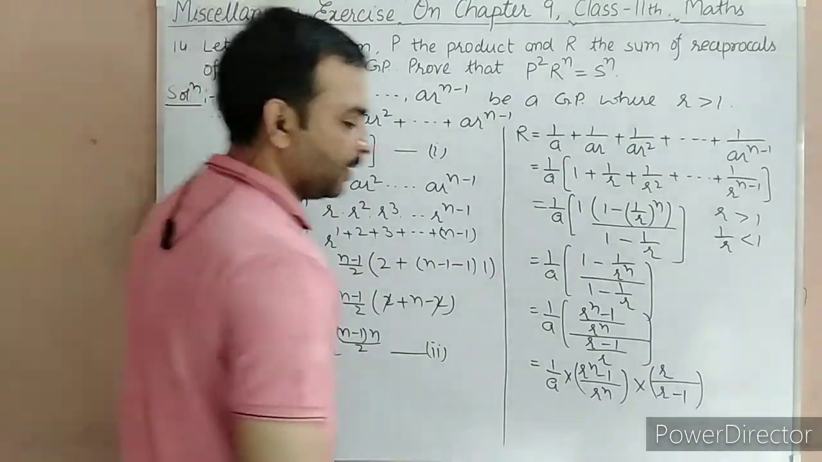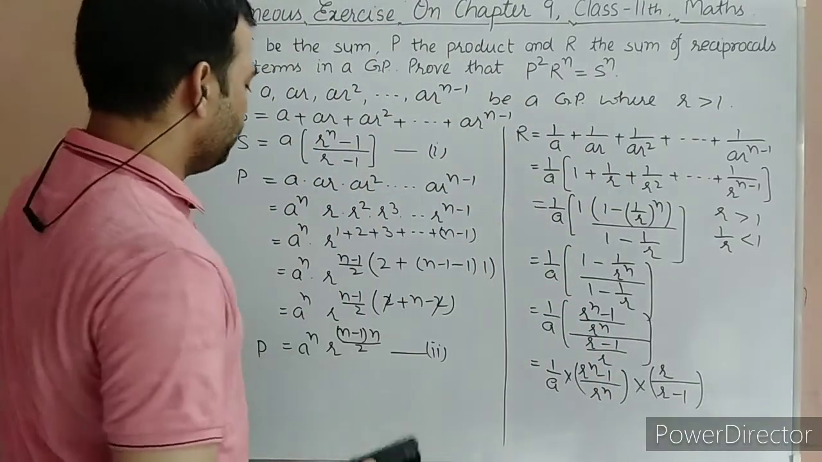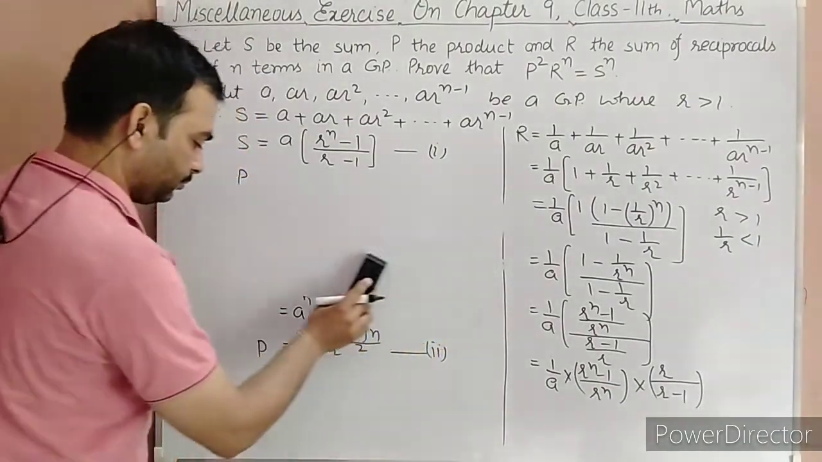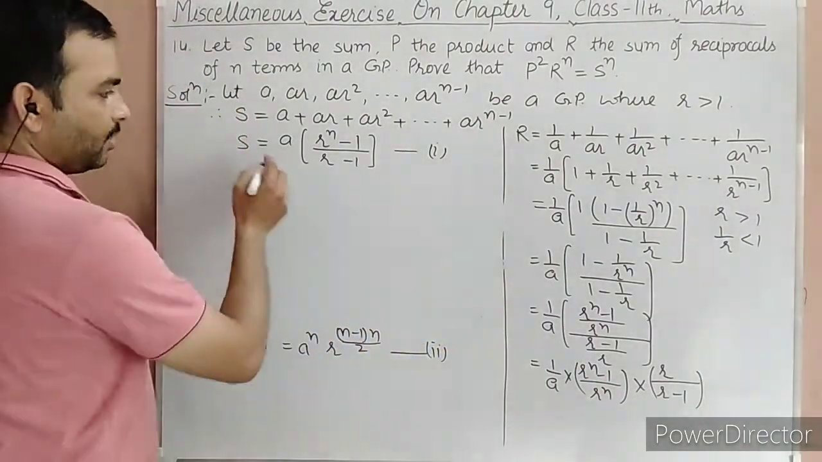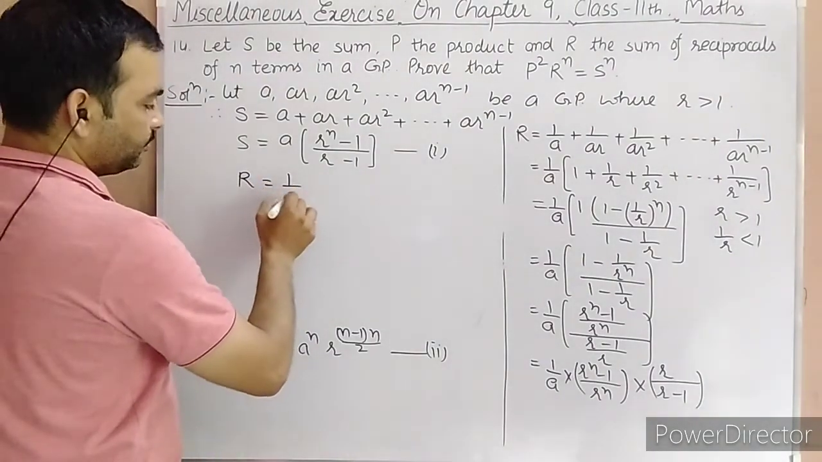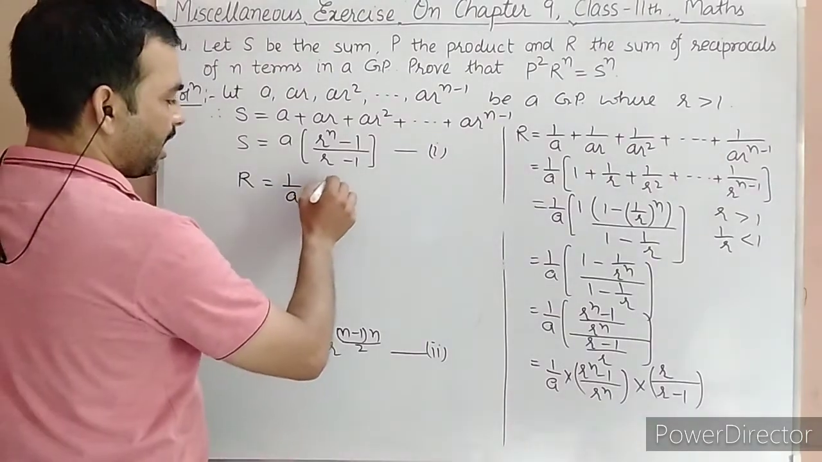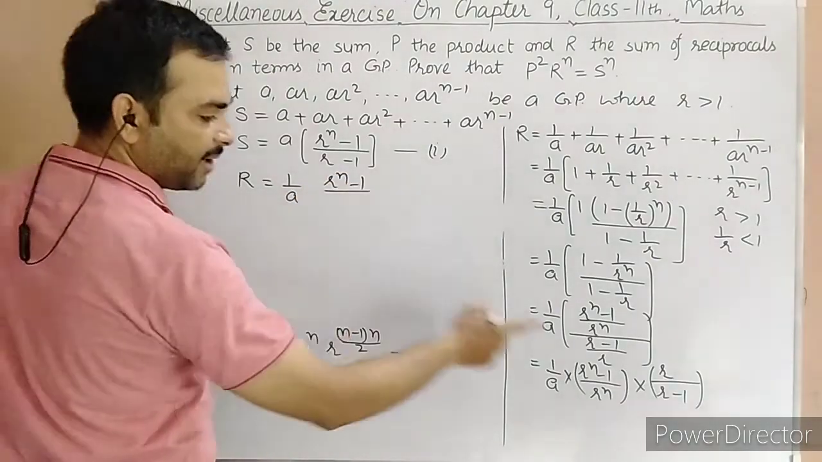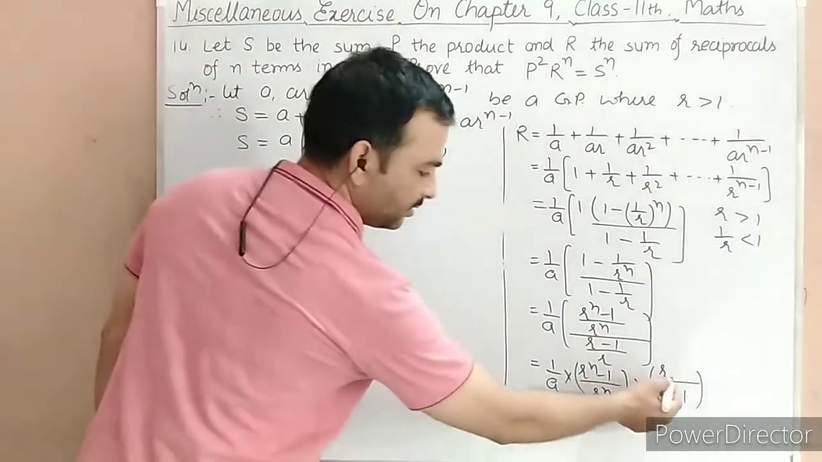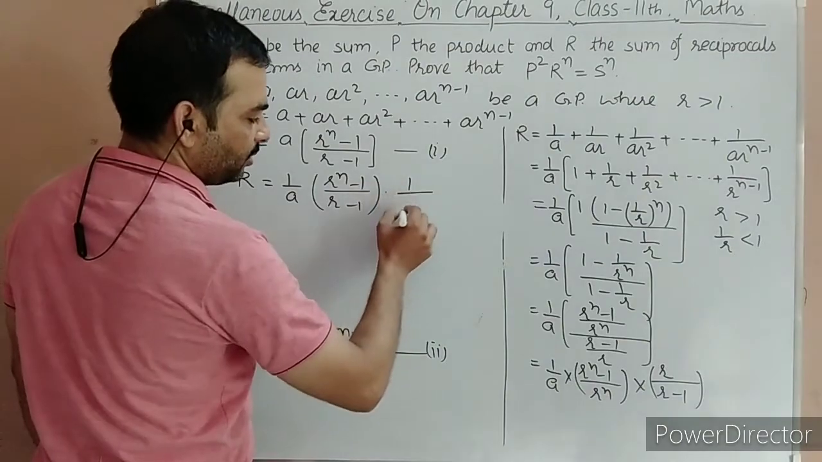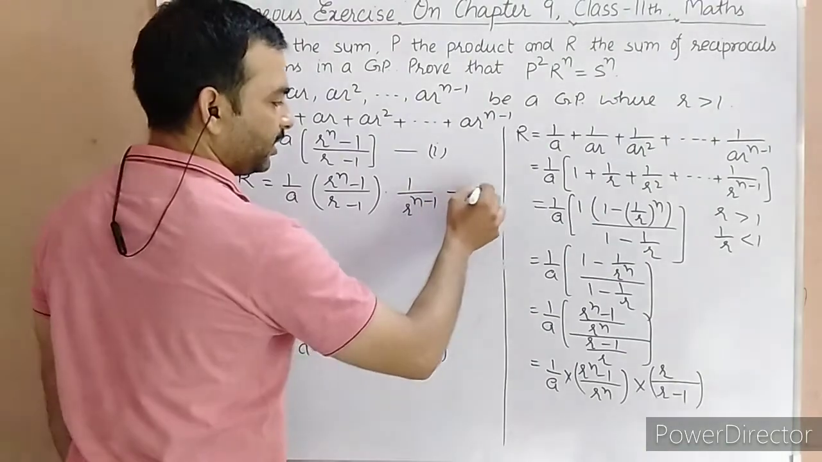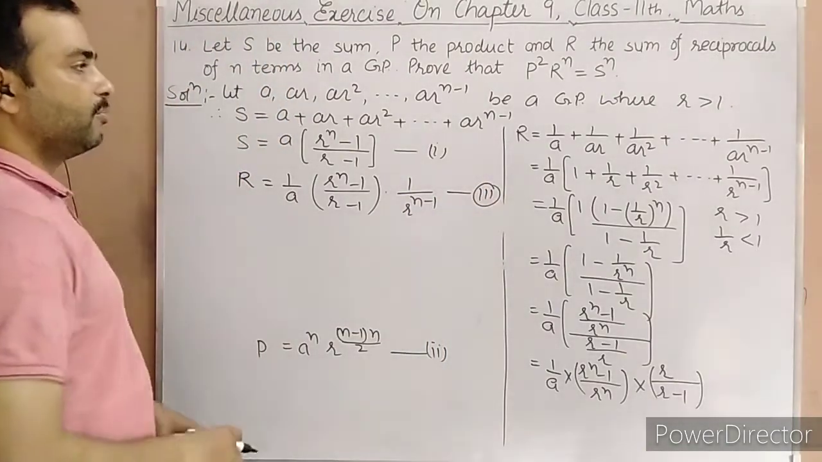Okay, so I can write it again as R is equal to 1 by a and (r power n minus 1) divided by (r minus 1), like this, and here 1 upon r power n minus 1. This is number 3. Now what we have to prove?